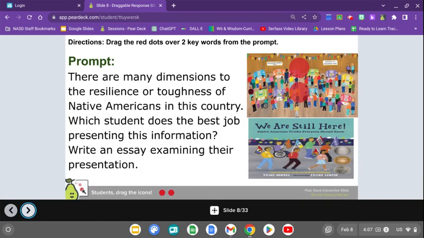Slide 8, everyone with a computer. Let's take a look at a guiding TDA prompt. There are many dimensions to the resilience or toughness of Native Americans in this country. What word from that first sentence seems to jump out at you?